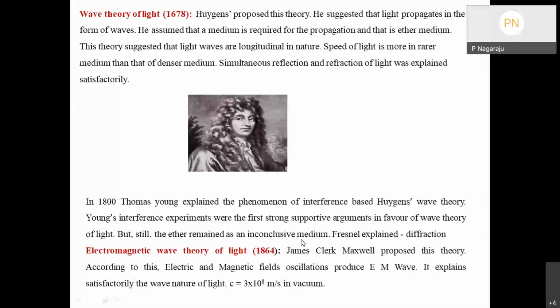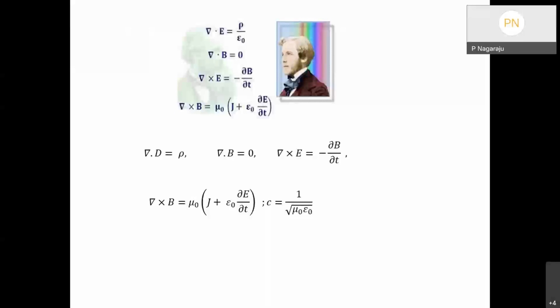And now coming to the electromagnetic theory of light. The electromagnetic theory of light was proposed by James Clerk Maxwell, and according to this, electric and magnetic field oscillations produce an electromagnetic wave. In fact, the electromagnetic wave is produced in a direction mutually perpendicular to the electric and magnetic fields. And here I will just show you Maxwell's equations. Of course, you have got Maxwell's equations in your portions.